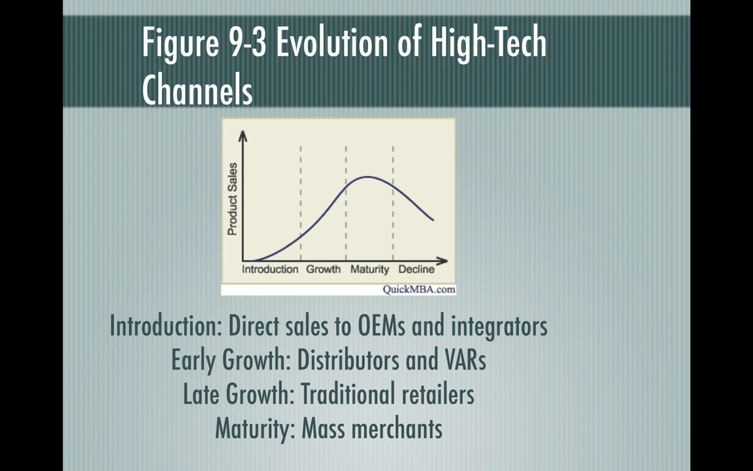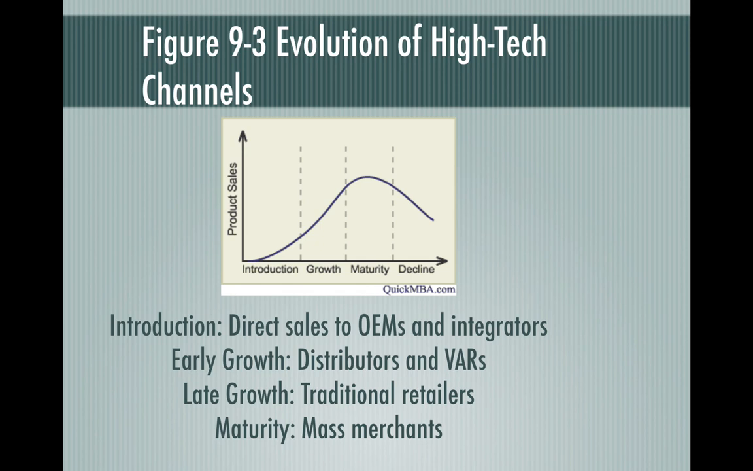So typically in early growth, you sign agreements with a number of independent distributors and value added resellers. In late growth, the growth is slowing down, and you want to again push to the mainstream market. So you might make your high tech product available in traditional retailers, let's say department stores, for example.